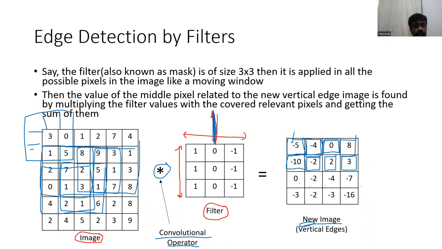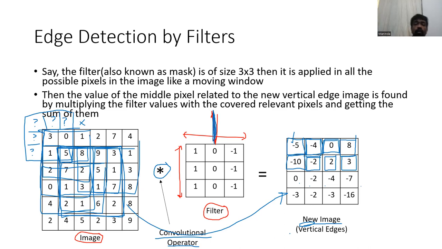Because there are no pixels outside this boundary, you can't apply a filter like this. So there are only a few ways that you can apply it. We started from here with this pixel, then we can calculate the value for this pixel and so on. So we can calculate the pixel values relevant to these pixels, represented by this 4 by 4 matrix. This is also 4 by 4, right?